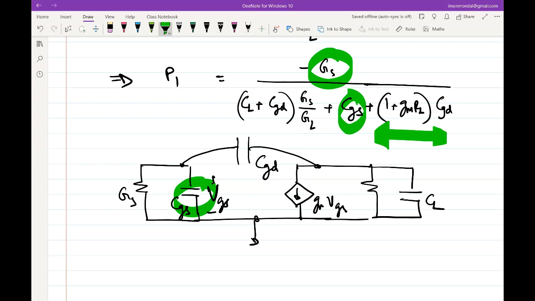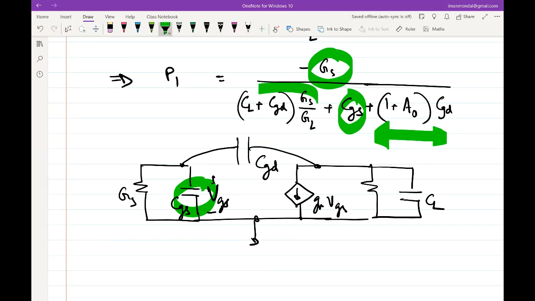GMRL is the DC gain of the amplifier, right? So effectively this is 1 plus A naught, times CGD. What does this remind you of? Miller effect, right? So effectively, we are seeing some sort of Miller effect in our structure also. Even though this is not a voltage controlled voltage source, it's a voltage controlled current source, we are still getting some Miller effect. So that explains that term.